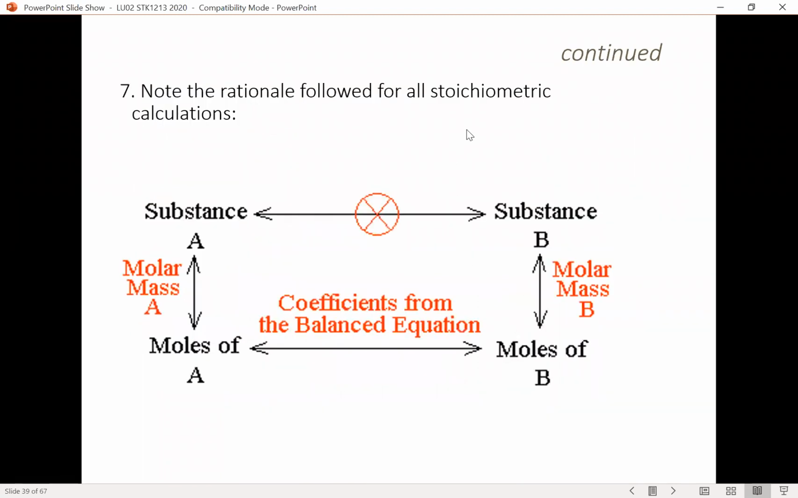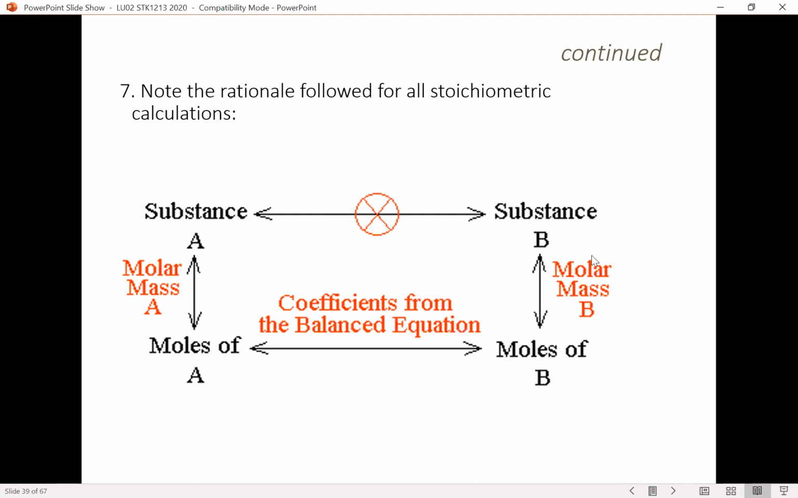And step number 7, you note the rationale followed for all stoichiometric calculations. Let's say you have the number of moles for substance A. If you want to get the mass of substance A, you are going to need the information on the molar mass of substance A. The same goes with substance B. If you want to get the moles of substance B, you have to know the mass of substance B and also the molar mass of substance B.